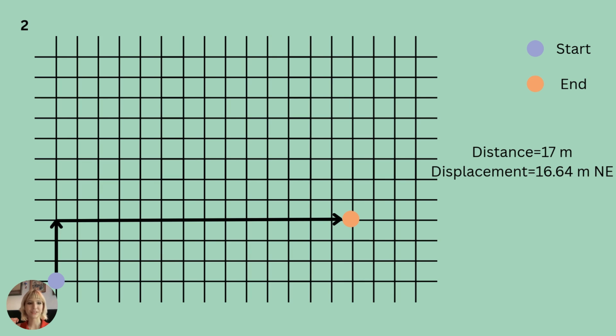Okay, so the distance was 17 meters. If you just count the squares, that's what you get. And the displacement was 16.64 meters northeast, excuse me. So to do that, you're going to use the Pythagorean theorem, where this is a right triangle. So you're going to do a squared plus b squared equals c squared.